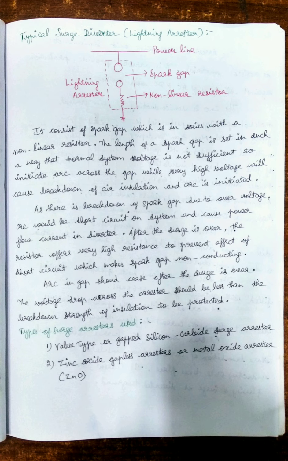After the surge is over, the resistor offers a very high resistance to prevent the effect of a short circuit, which makes the spark gap non-conductive. The arc in the gap should cease after the surge is over. The voltage drop across the arrester should be less than the breakdown strength of the insulation to be protected.